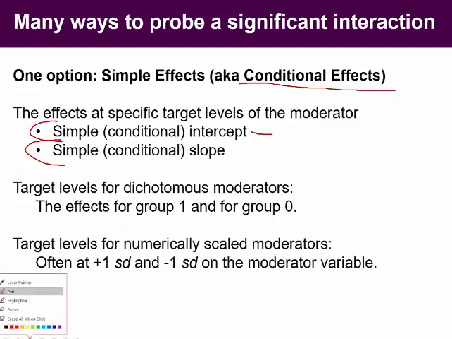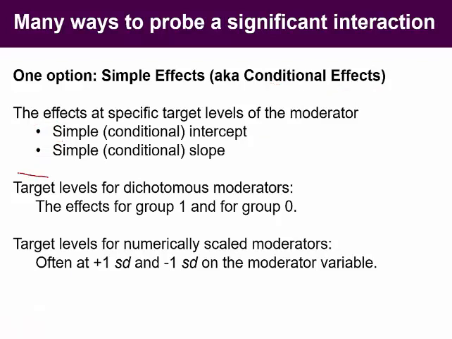So in my example, I'm going to focus on a situation where we have a dichotomous moderator variable. That's what we've been looking at, where I have two groups, group 0 and group 1. So that's what we're going to be looking at. What are the target levels? That is, for group 0 and group 1, what's our intercept and slope for group 1? What's our intercept and slope for group 0?